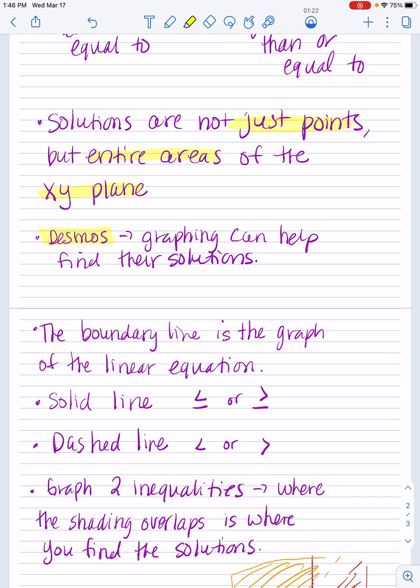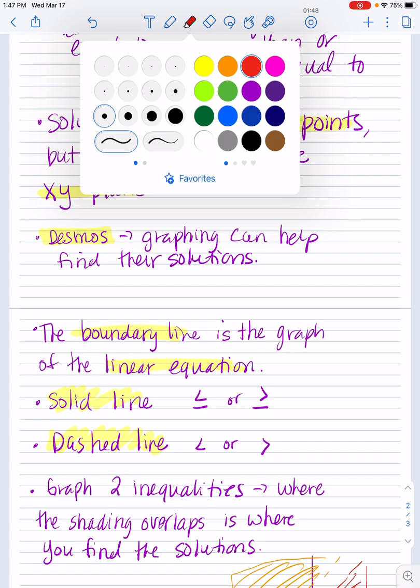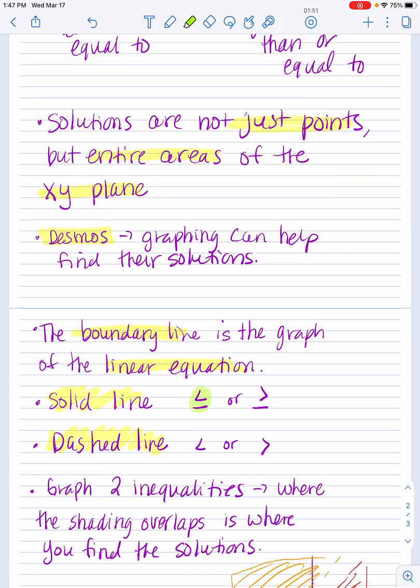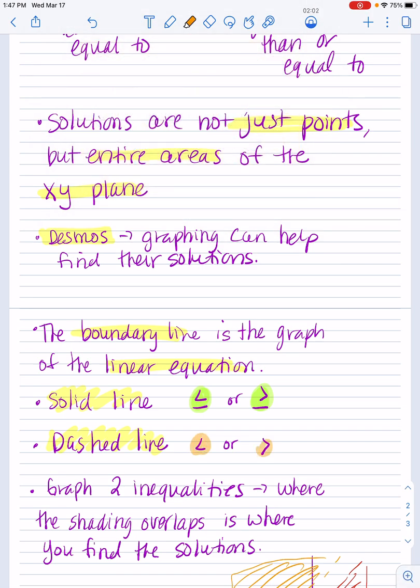So when we graph these inequalities, you're going to see boundary lines. The boundary line is the graph of the linear equation. So you'll see these straight lines. We know straight lines are represented by linear equations. These boundary lines are either going to be solid or they're going to be dashed. And what you're going to notice is that the solid lines will use the less than or equal to sign or the greater than or equal to sign, and the dashed line will only use the greater than or less than sign.